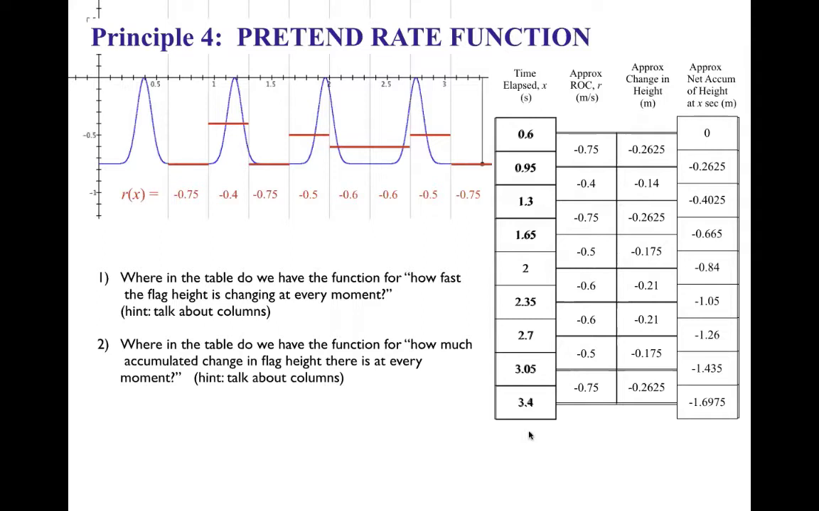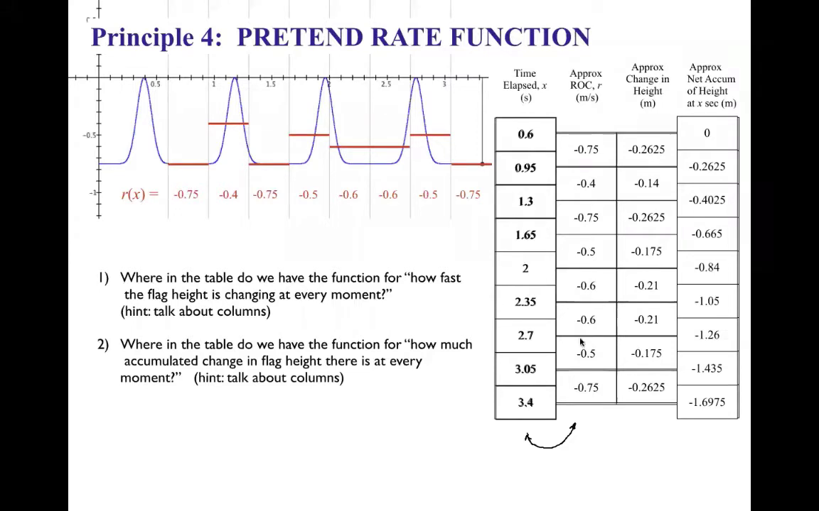So that would be these two columns, right? Given any time elapsed, this was our approximate rate of change. This is the red rate function, the approximate rate function. The reason that this is staggered is because these rates are in intervals. So this rate is from 1.3 to 1.65. It's the constant rate of negative 0.75 that we estimated. And so that rate applies for all x values from 1.3 to 1.65.